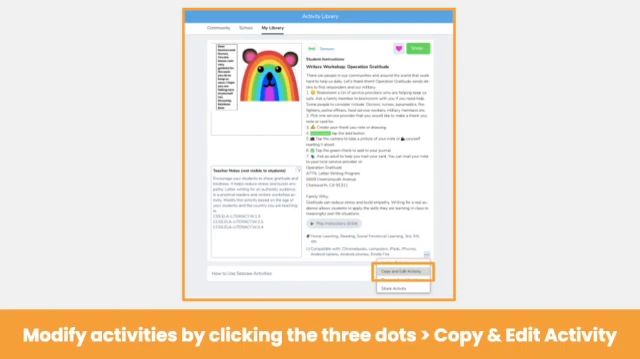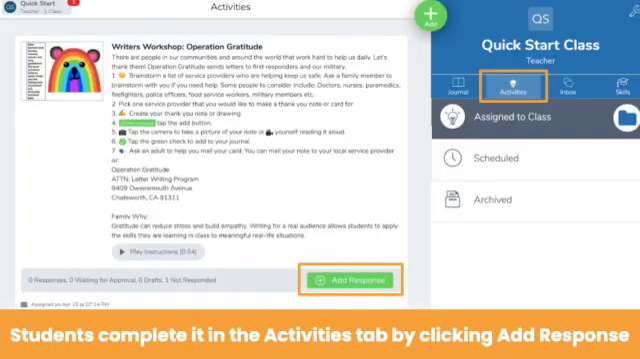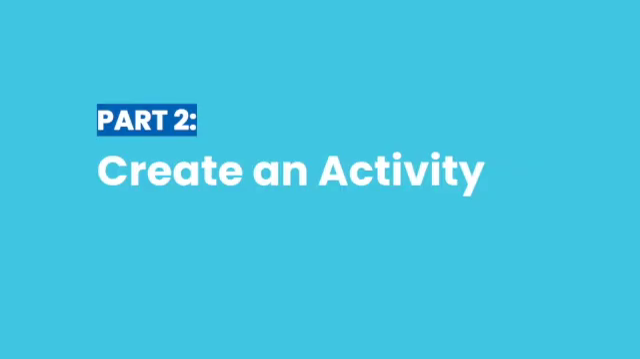We know we can modify existing activities by clicking the 3 dots, then copy and edit activity. This allows us to change any aspect of the activity we need to meet our class's needs. We know that when we assign activities, they show in the Activities tab, and students click Add Response to reply. We also know that if students accidentally click the green Add button, the response will get added to the journal, but it will not be attached to the activity. So we want to train students to always click Add Response.